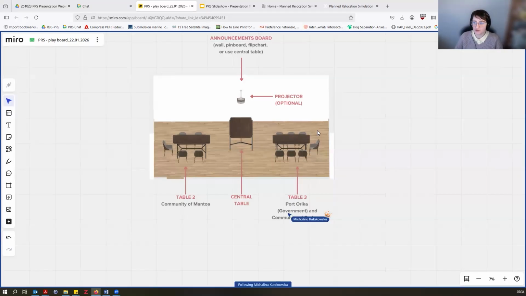You will also need at least 3 tables with enough chairs to accommodate all of the participants. If possible, it would be good to be able to move them. There are also some things that you can make available through a projector. So that's nice to have, but it's not necessary.